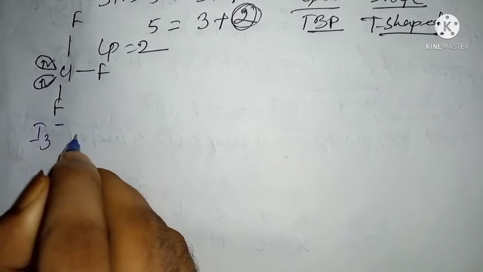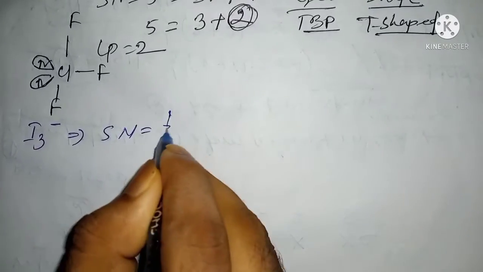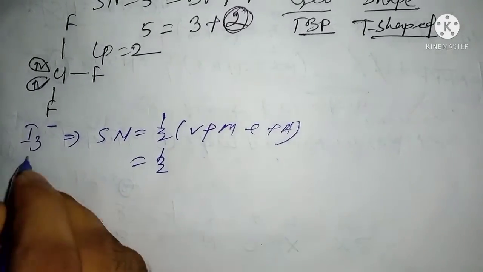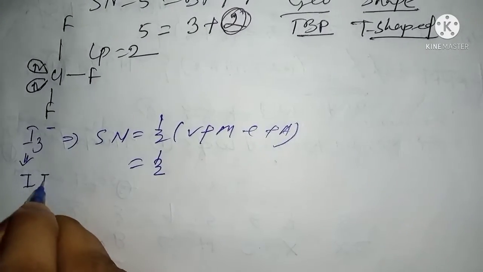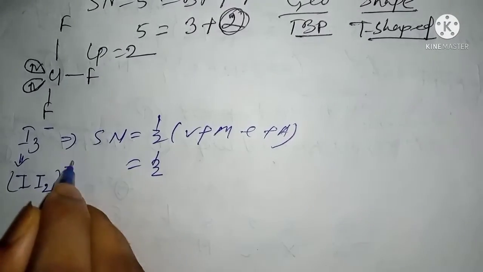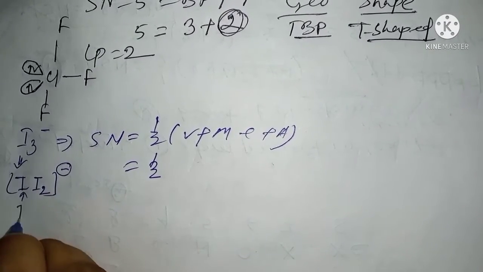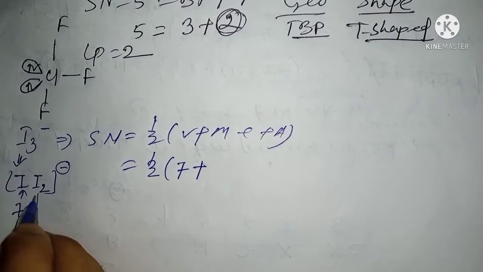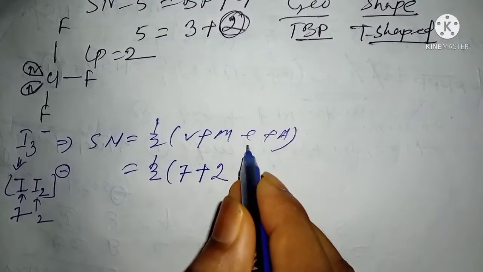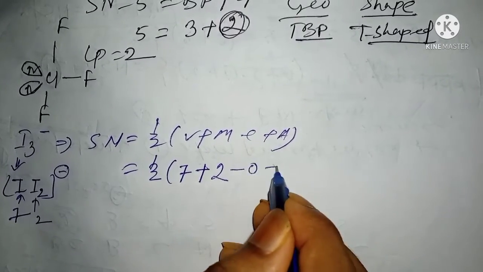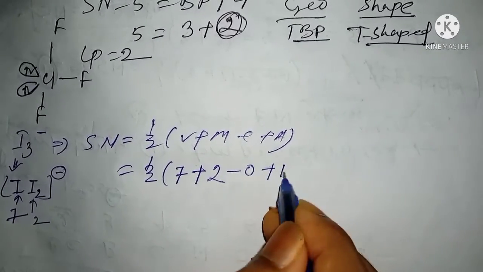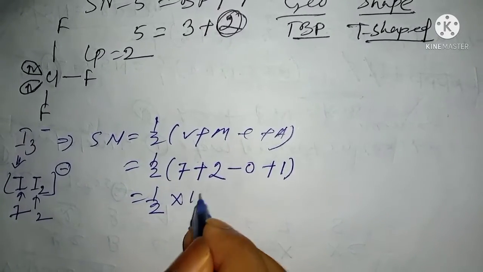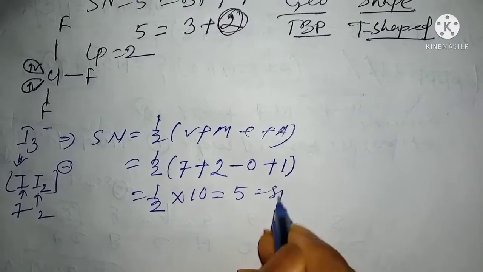I3 minus. First, steric number equal to half into V plus M minus C plus A. I3 minus means I2 whole minus. So I is the central atom, this is 7, so 7 valence electrons, plus the number of monovalent atoms, this is 2. And cationic, there is no cationic charge, this is 0. And anionic, there is 1 anionic charge. So total half into 7 plus 2 plus 1 equal to 10, this is 5. 5 means sp3d hybridization.